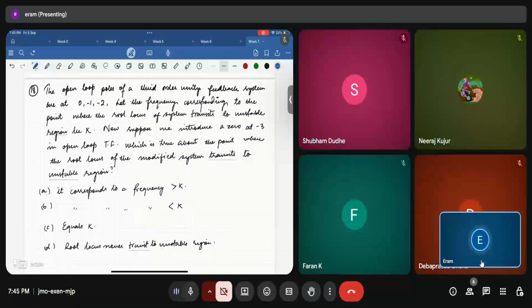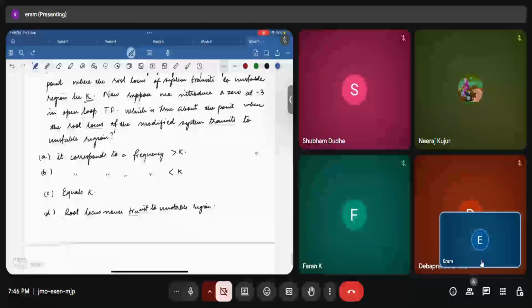So in the question we have open loop poles of a third order unity feedback system which are at 0, -1 and -2, and we are considering the frequency corresponding to the point where the root locus of the system transits to the unstable region, and let that frequency be omega equals k. Now suppose we introduce a zero at -3 in the open loop transfer function, then we have to comment on which of the following statements is true. We'll discuss this problem in the next session.